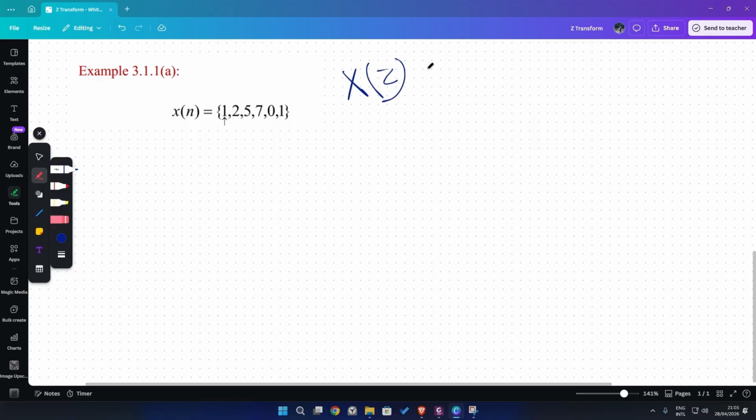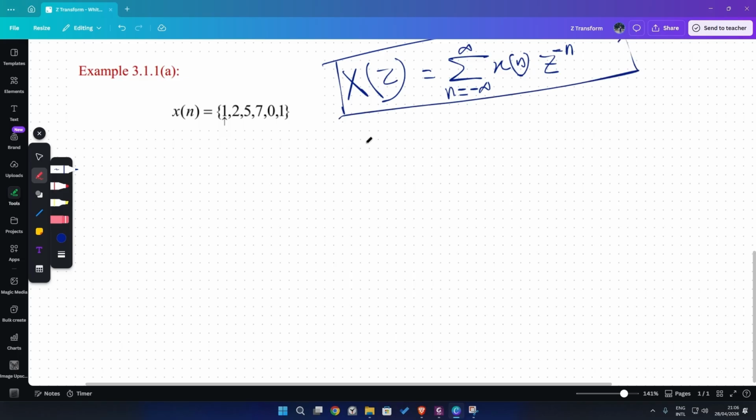X of Z equal to summation, the lower part is minus infinity, upper part is plus infinity, x of n z to the power minus n. This formula is very important and it is needed throughout the class. So here we are seeing the sequence representation of the discrete time signal. So this is the 0, this will be 1, 2, 3, 4 and 5.